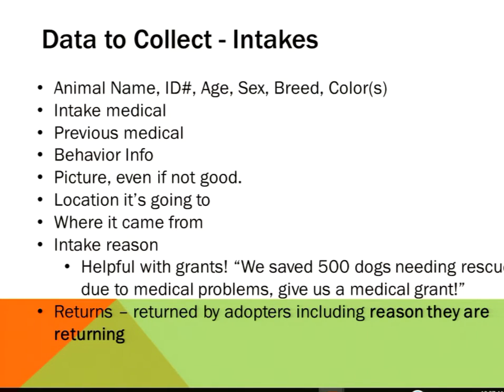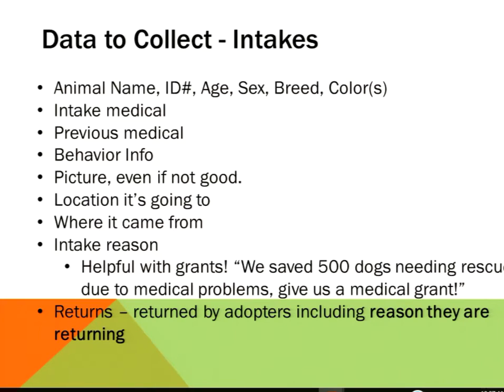Where it came from, of course, you want to know where did it come from. Intake reason, like I said, this is really helpful for grants. If you can have even a layperson's reason, they might not be able to say what's wrong with that dog, but they might be able to say this dog is here because it's sick. That's why the person's surrendering it, or that's why the shelter was going to euthanize it and we pulled it. Have a way to track, why is it here? Was the shelter euthanizing it for behavior, because it's too young, whatever. And then that way, when you're writing a grant, you can say, hey, we saved 1,000 kittens they were going to kill because they were too young. Hey, give me some money for kittens, right?